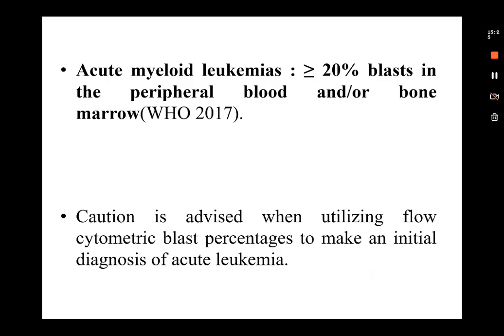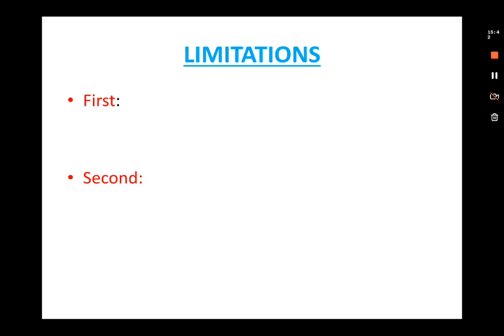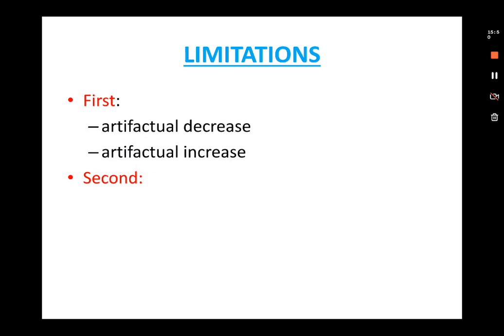Acute myeloid leukemias have more than 20% blasts in blood or bone marrow. Caution is advised when utilizing flow cytometric blast percentages to make an initial diagnosis, because there are some limitations of flow cytometry, but if one considers these limitations you will always be able to make an accurate diagnosis. First, there can be an artifactual decrease of the actual population, because a bone marrow sample can have dilution by blood, so the blasts are artifactually decreased compared to what would have been without the blood.